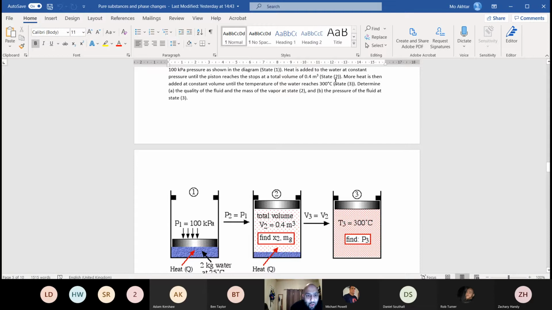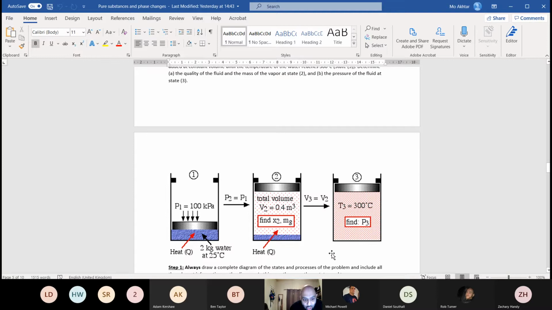So let's just go on, state two. More heat is added at constant volume until the temperature of the water reaches 300 degrees C. So what's happened now, heat is still being applied. That piston cannot go any further up because you've got your locks here. It interlocks at the top here. So the volume isn't going to change now. It's going to remain the same. So as you apply that, all that water is going to completely disappear, and all you're going to be left with is gas.